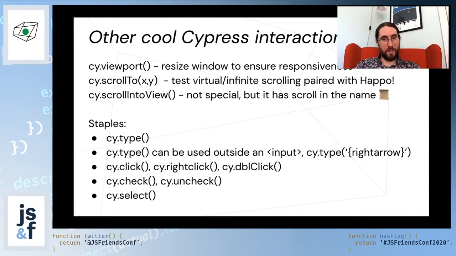cy.scrollTo is another one. It would be really great to test virtual scrolling, like infinite scroll. With this, you can scroll down to an arbitrary amount, and then you could use regular Cypress assertions about elements being visible and attributes and stuff, or you could use Happo to assert that too. It's a level of interaction and control that I don't think is really available outside of this style of testing, outside of Cypress.